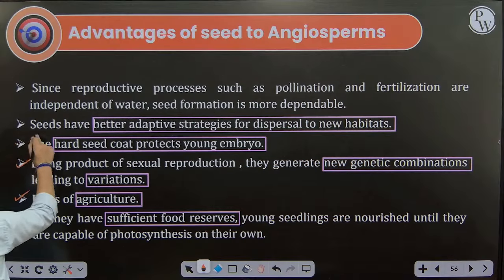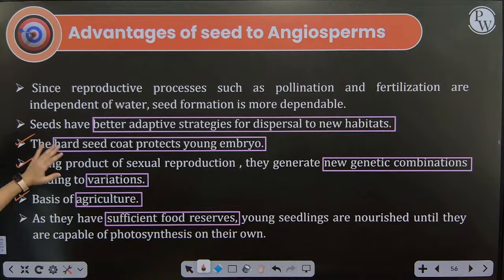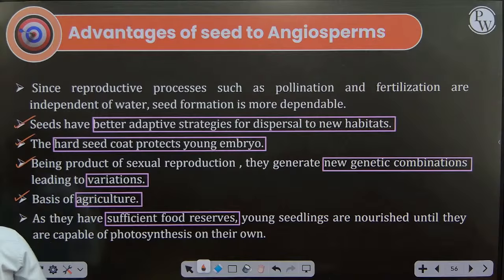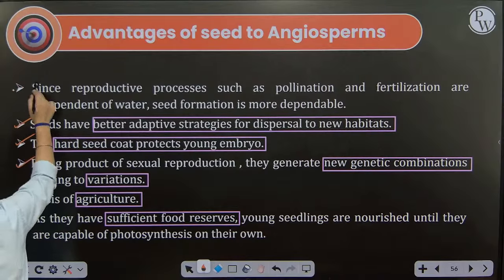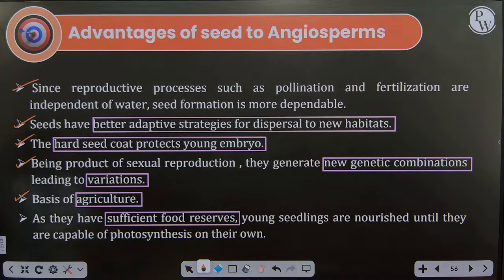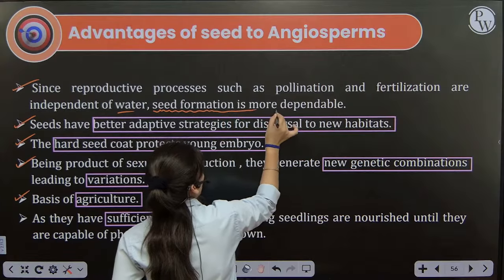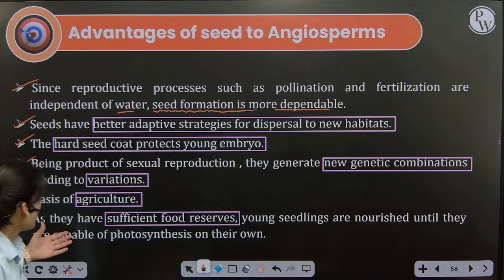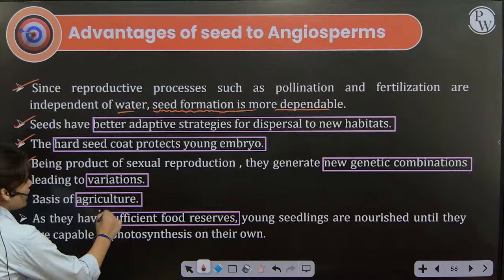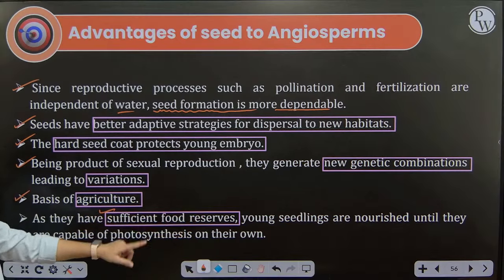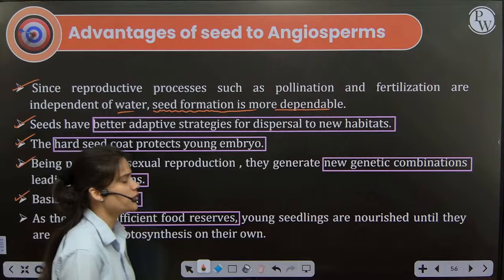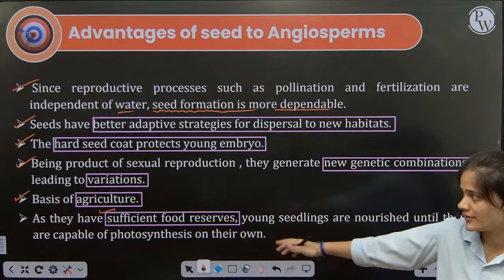The hard seed coats, the outer is testa and the inner is tegmen, protect the young embryo. Seeds have better strategies for dispersal to new habitats. Reproductive processes like pollination and fertilization are independent of water, and seed formation is more dependable as they have sufficient food reserve. So the young seedling is nourished until it is capable of photosynthesis on its own, with the help of cotyledons.